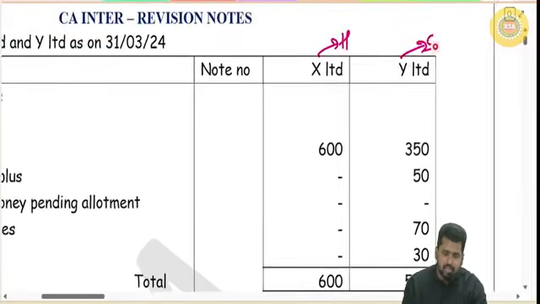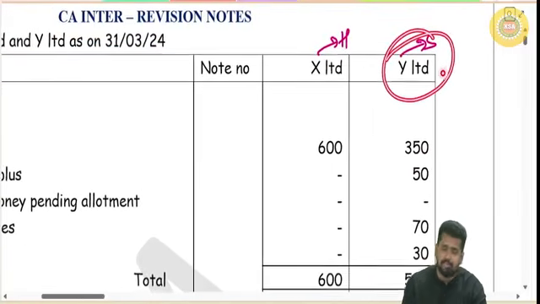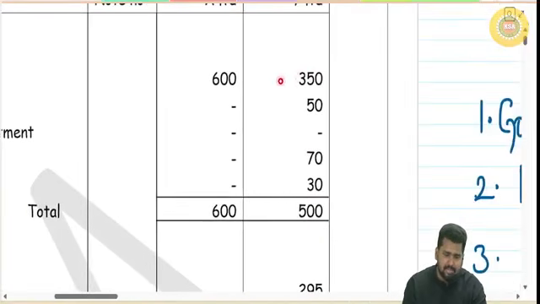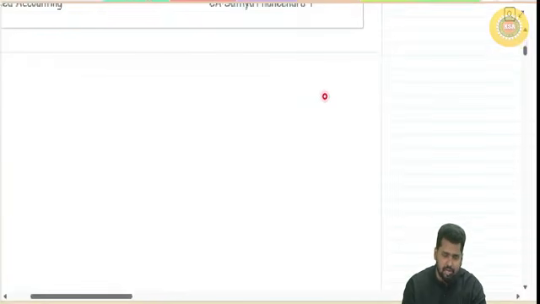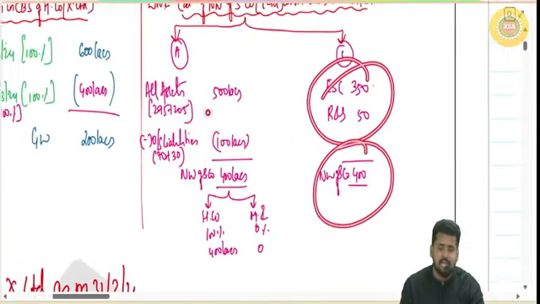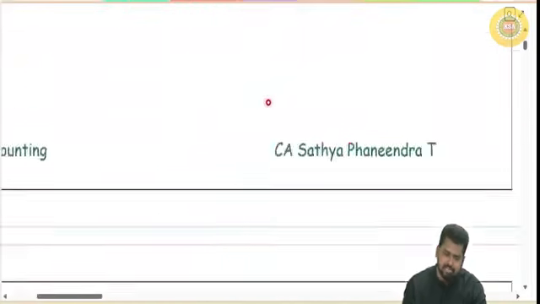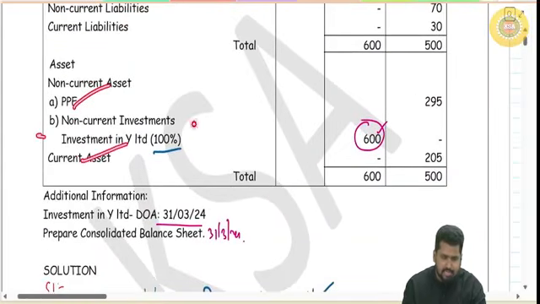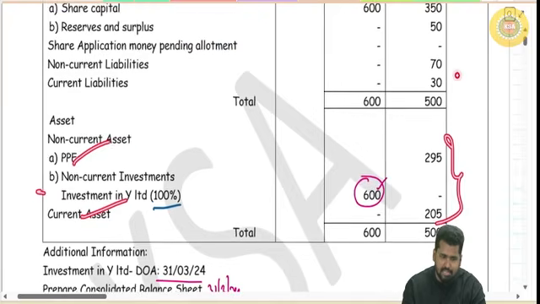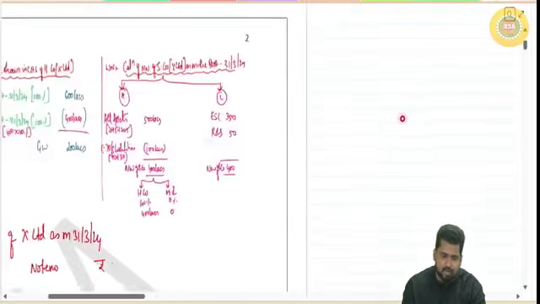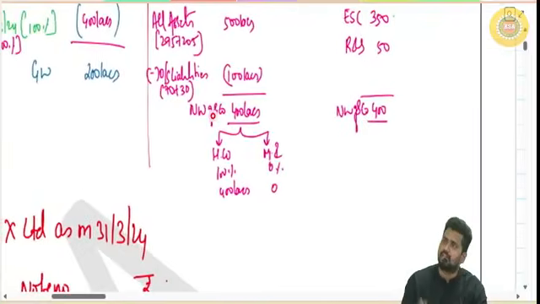Focus on the subsidiary company, because we need the net worth or net assets of the subsidiary company. If you take the liability approach, equity share capital 350 and 50, you will get 400. Or if you take the asset side approach, PPE and current assets total comes to 500. From 500, subtract non-current liability and current liability, 100. 500 minus 100 comes to 400. The same answer you will get. In the exam, follow one approach, don't waste time.